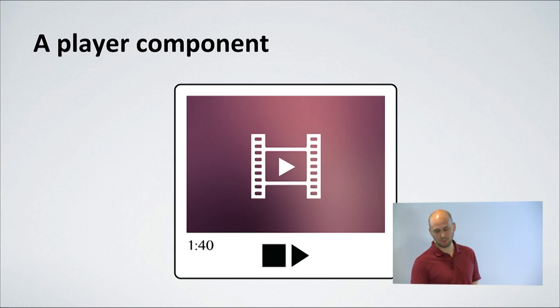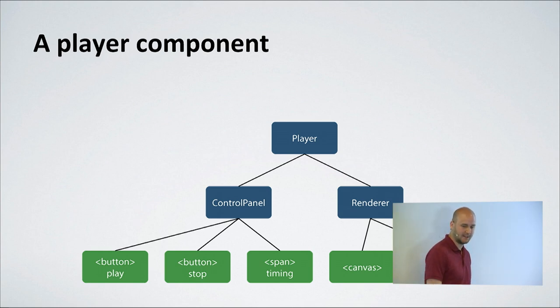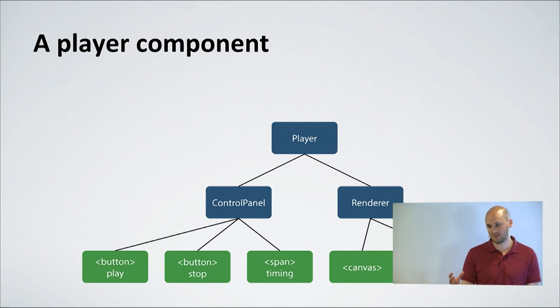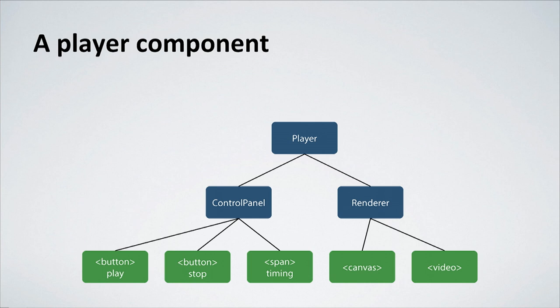In the rest of the presentation, I will use that very complicated component as an example. So that's a player. We have the preview part, a time indication, a play and a stop button. And that's how I'm going to compose it. So we have the player at the top, which is a whole component, with two sub-components, a control panel and a renderer. The control panel is composed of two buttons and the timing indication, and the renderer uses canvas and video elements. This composition may be simpler than reality, but it's for the purpose of the presentation.